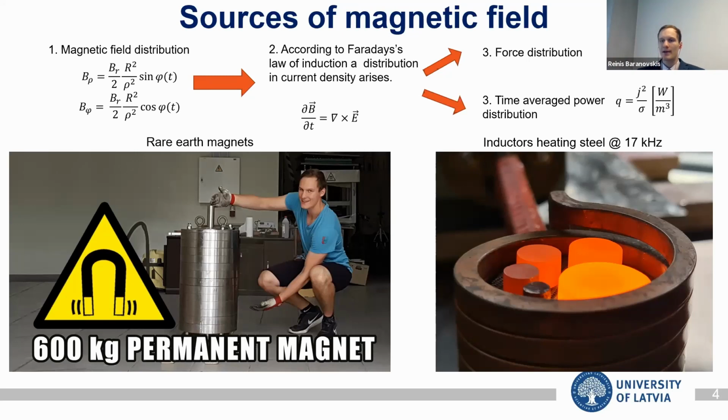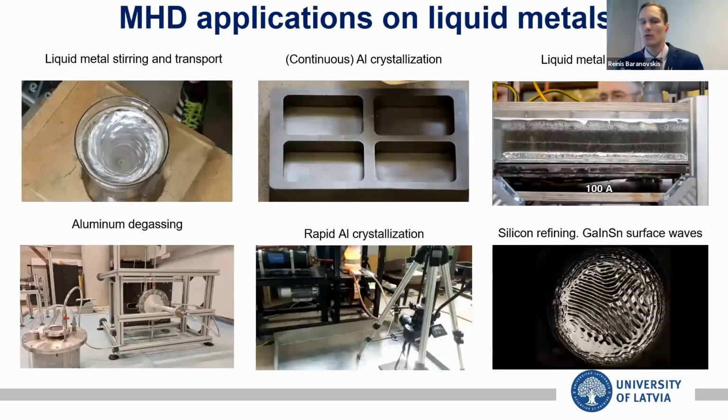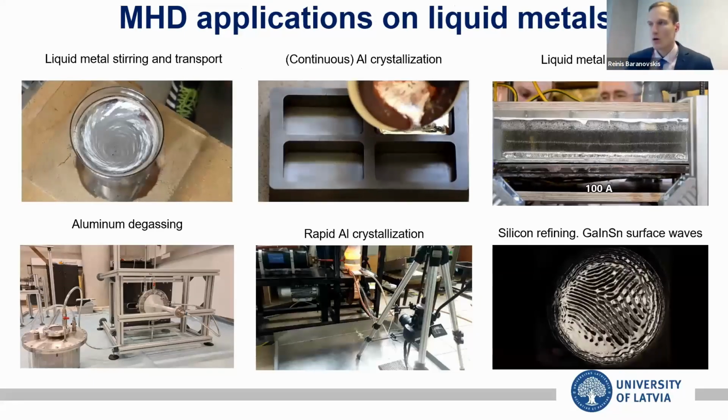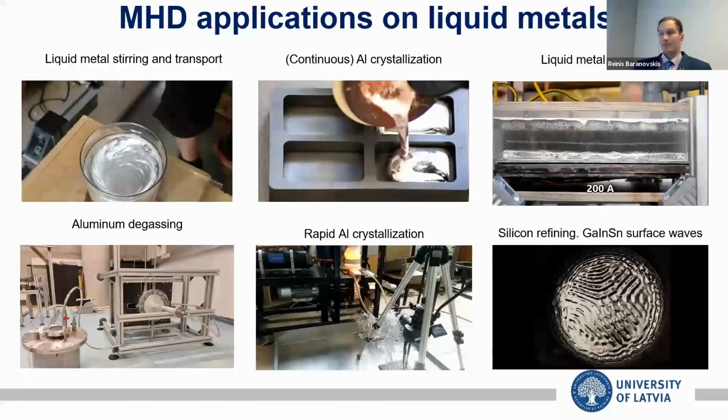And there are two main effects which we can exploit and how we can interact with the metals. First one, we create a force distribution in the whole conductive media. And the second one, we create a power density or dissipated power, which in simplified terms is heating. With these two effects, we have a multitude of applications we are researching in our laboratory.